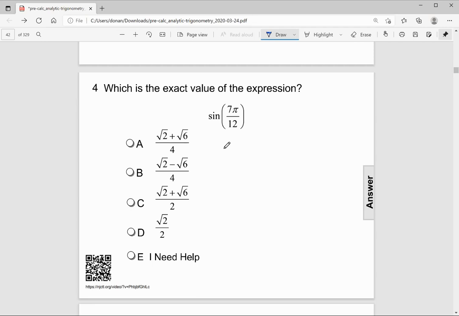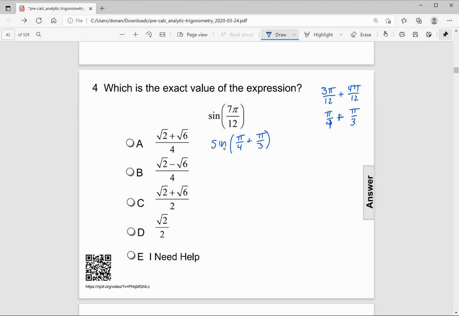So 7 pi over 12. I'm thinking, okay, 7 pi over 12 could be 3 pi over 12, which is pi over 4, plus 4 pi over 12, which is pi over 3. And so I could rewrite this as sine of pi over 4 plus pi over 3, because that would be 3 pi over 12 plus 4 pi over 12, which would be 7 pi over 12.